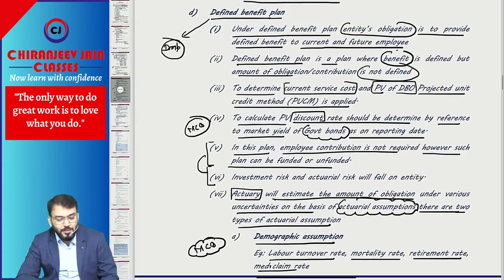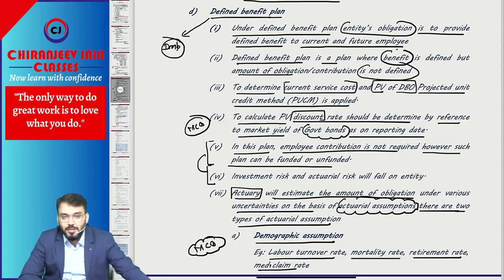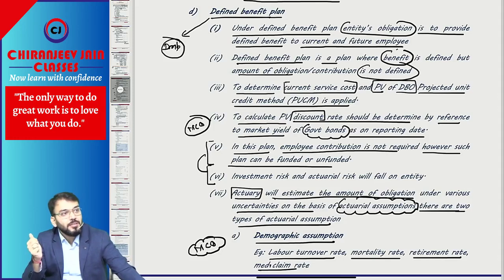Then we started defined benefit plan. Under a defined benefit plan, I had taken one example of gratuity, and we discussed that the benefit is defined, but the amount of contribution, the amount that is payable, is not defined. So we need to estimate that amount, which is based on a lot of uncertainties. Therefore we require the help of an expert, known as an actuary. The actuary will estimate the amount and we need to do accounting treatment for that.